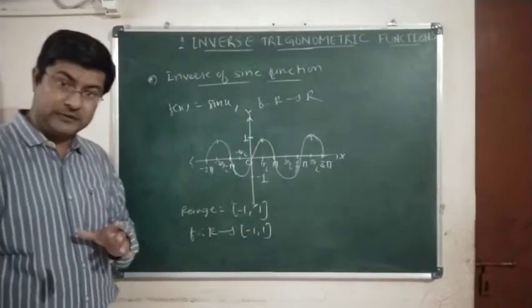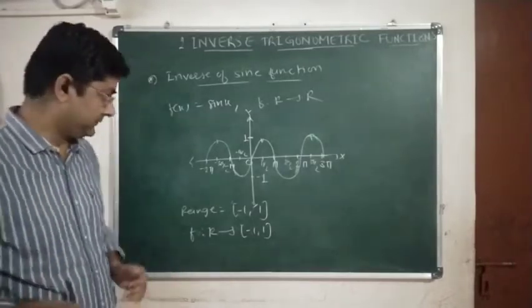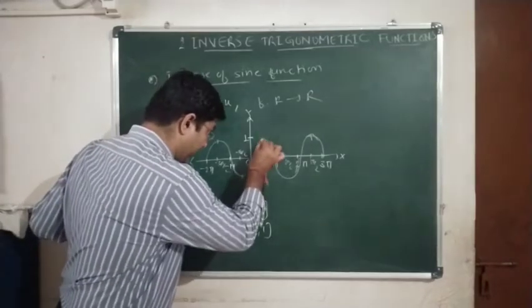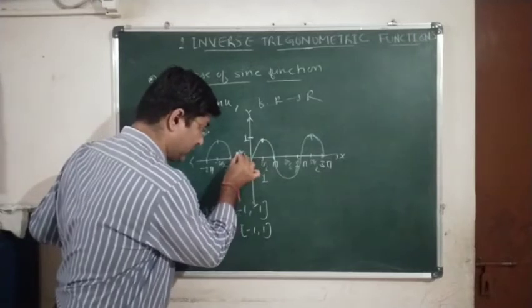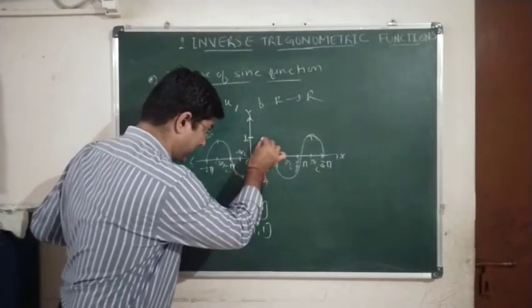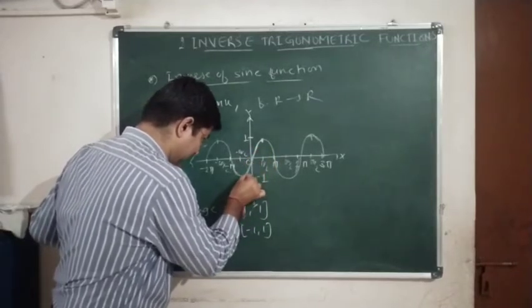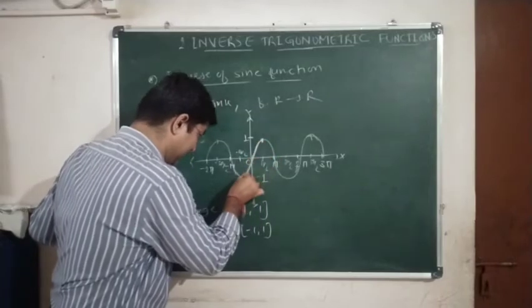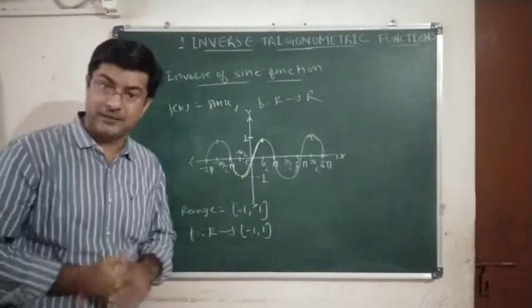Clear? Now in order to make it 1-1, we will restrict the domain. For example, if you take the domain with values from minus pi by 2 to pi by 2, you will notice that the sine function occupies each and every value between minus 1 and 1 exactly once, over minus pi by 2 to pi by 2.